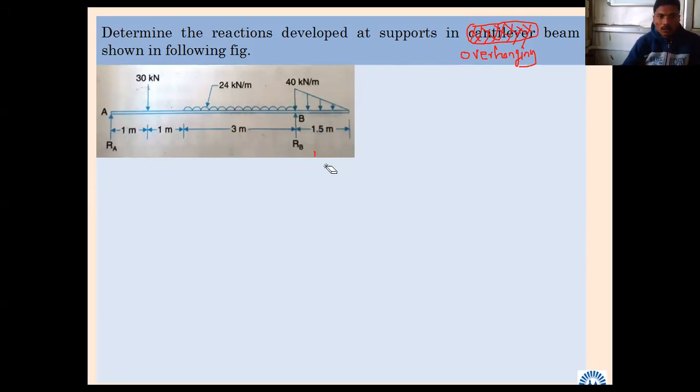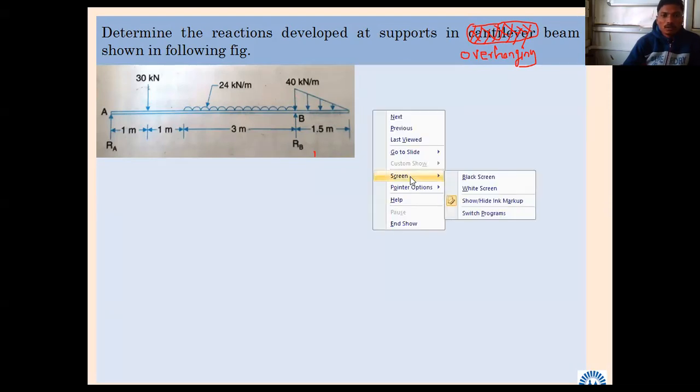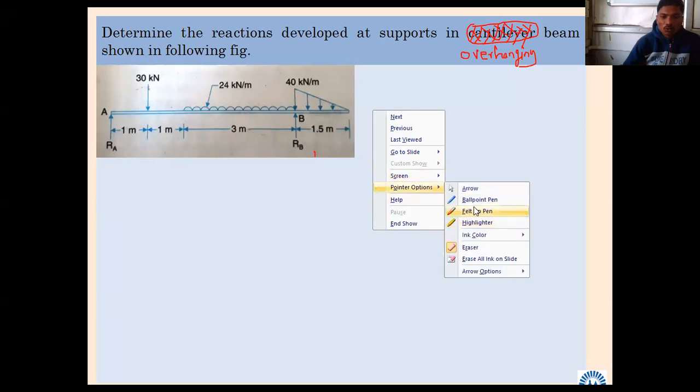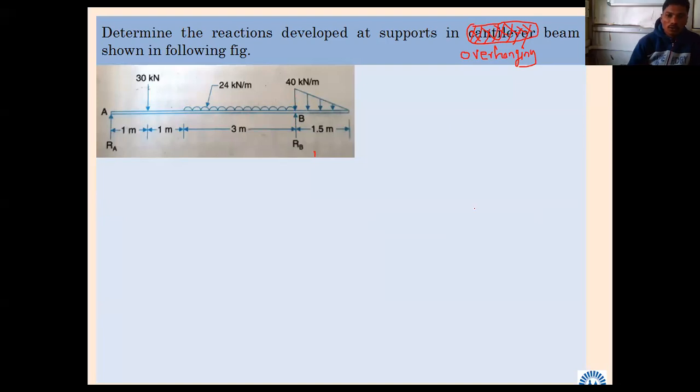Now, at 2 points support is given. Which are they? A and B. At 2 points support is given. Now there are two most important things we are going to see here. Which are they?